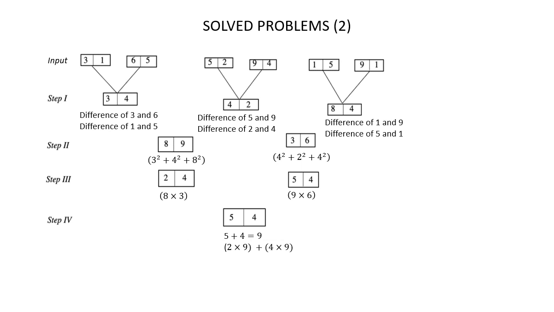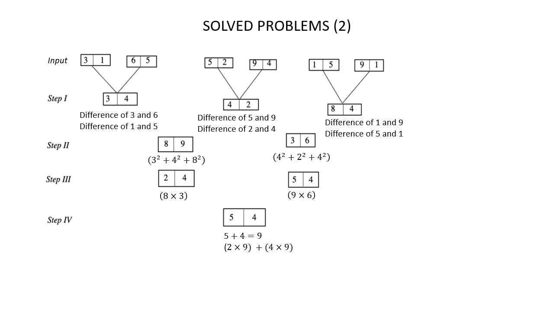For the second number in step 1, you have to consider the third and fourth input numbers. So here 9 minus 5 is 4, and 4 minus 2 is 2. So 42 is the second number in step 1. For the third number in step 1, you have to consider the fifth and the sixth input numbers. So here 9 minus 1 is 8, and 5 minus 1 is 4. So 84 is the third number in step 1. So 34, 42 and 84 are the three numbers in step 1.